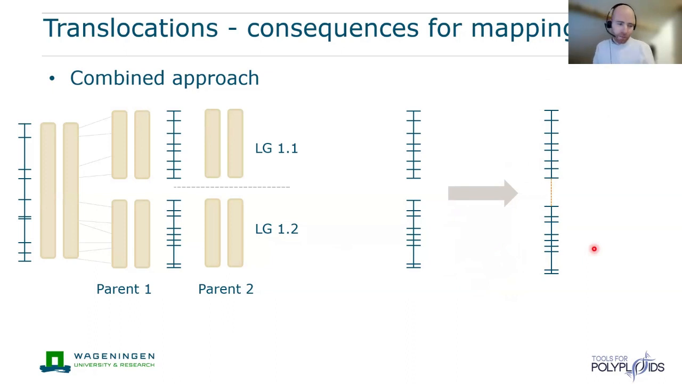Okay, as I said, in our workshop today, I'm not going to be dealing with these types of situations. I'm going to be using the situation that we came across previously in our mapping project in Banana, in which case the parents were homozygous and both shared the same translocation. So it was less of an issue.